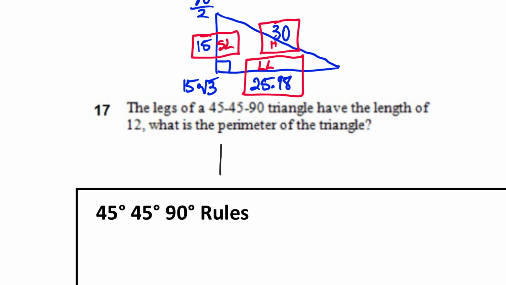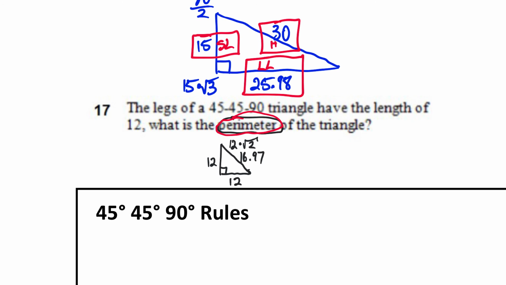Okay, and then on this one, we have this 45, 45, 90 where the legs are 12. And I'm going to be finding the perimeter. But before I do that, I need to find out how long the hypotenuse is. So what am I going to do to find the hypotenuse? Times square root of 2. So 12 square root of 2 is 16.97.